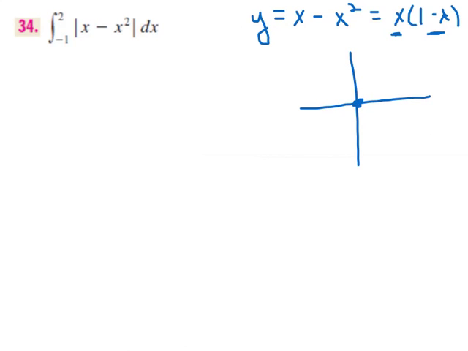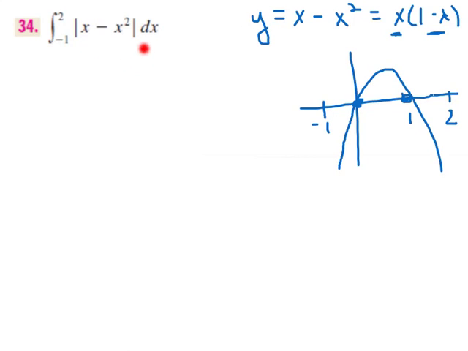So this actual graph, and we're actually interested in this graph from negative 1 to 2, if you look at the bounds over here, from negative 1 to 2, this is a parabola that looks like this. Now again, that's without the absolute value. So what's the absolute value going to do?